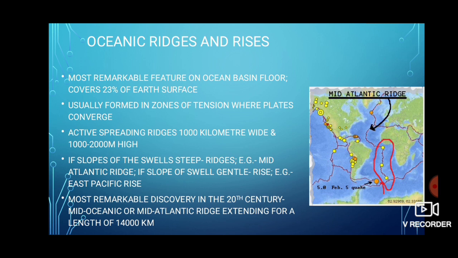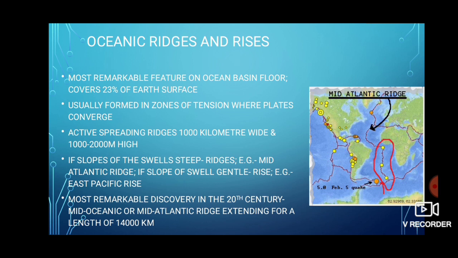The active spreading ridges are generally about 1000 km wide and 1000 to 2000 meters high. If the slope of these ridges is very steep, we refer to them as ridges. The best example of such an ocean ridge is the Mid-Atlantic Ridge. At the same time, if the slope of these areas or the swells are generally gentle, we refer to them as rise. You can take the example of the East Pacific Rise.